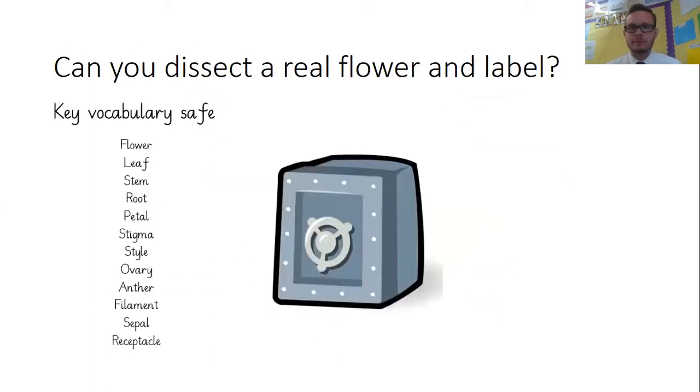Okay, brilliant. So your job now is to get your flower, and this is the best bit out of the lesson. We're going to take apart our flower and we're going to label it. So I'm just going to take us out of the screen share now to show you what we're going to do. So I've got my flower. I actually got this from my garden this morning.